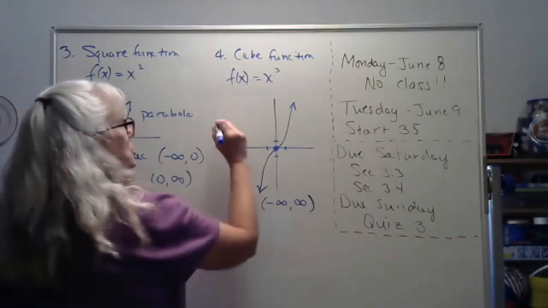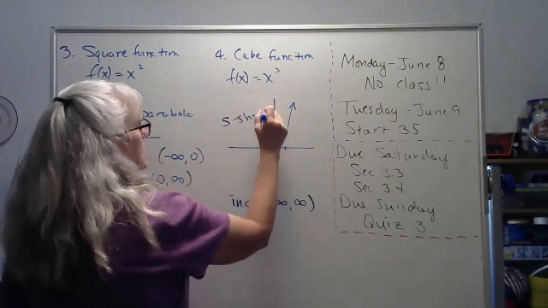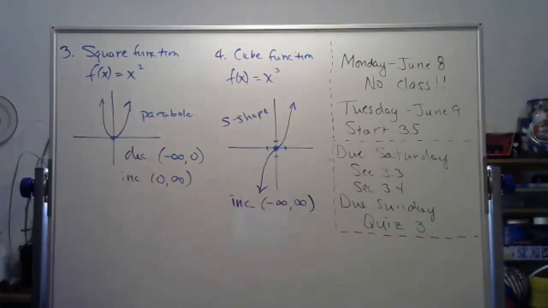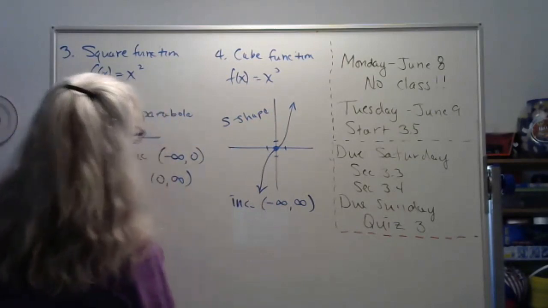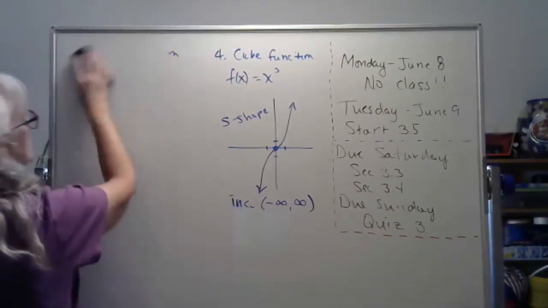Oh, we call this an S shape. So in the future, when we talk about a cube, we'll say it's an S shape, even though it doesn't look like an S. We need something to call it. So we're just going to call it an S shape. That's the next two. And again, they're not in any order. They're just ones we need.